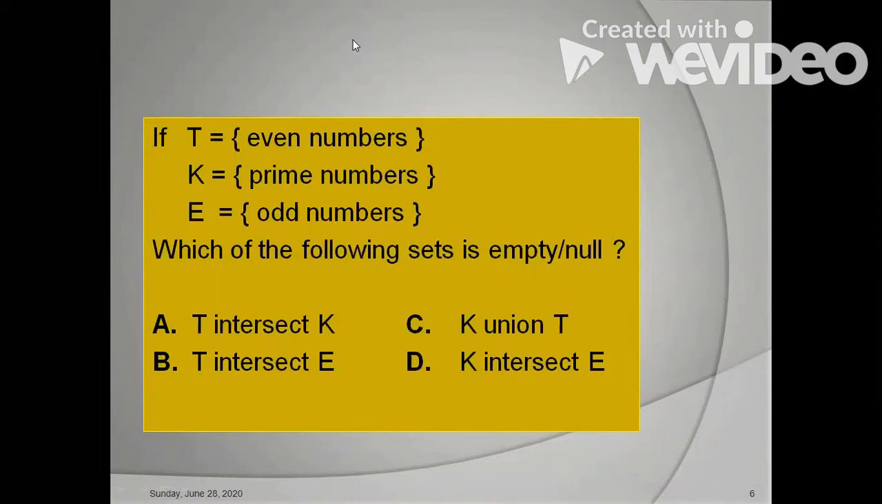So let's look at this carefully. So let's look at the responses. Set A. It says T intersect K. Now T intersect K means that there's something common between set T and set K. So is there anything common between even numbers and prime numbers? Is there a number that's even and prime at the same time? Yes, it's 2. So set A actually exists. So A wouldn't be the answer.